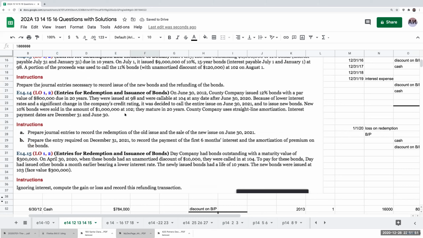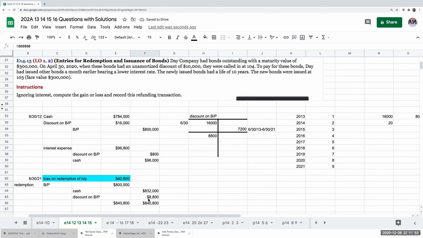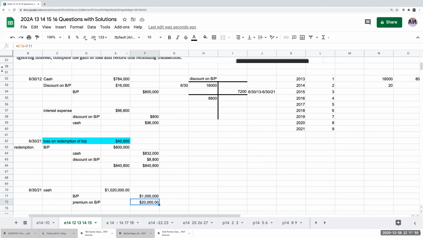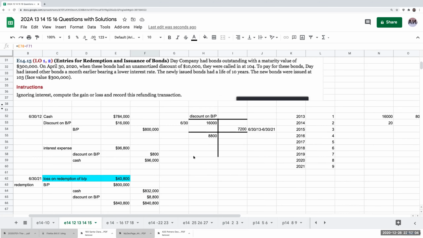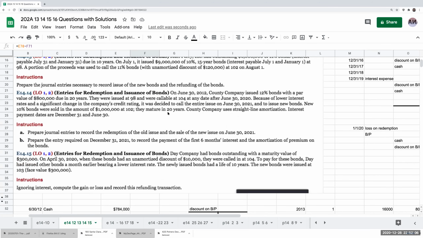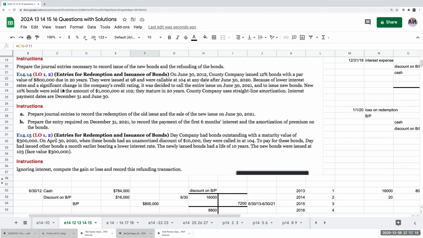So this is how I would go through and record the old bond redemption, which we did correctly, and then the new bond over here. These new bonds are 20-year bonds, and they pay interest semi-annually. So this is a lot of fun.